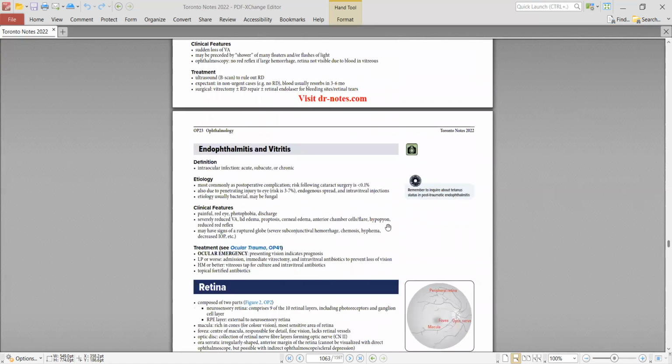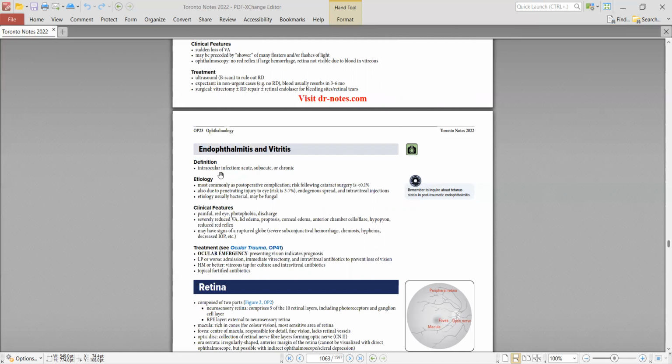In the eye, vitritis is infection of the vitreous humor, the liquid in the eyeball. And endophthalmitis is complete inflammation of the eyeball, all the layers, scleral, corneal, from front to back, all over the eyeball, it is inflamed. So this is like a super infection.